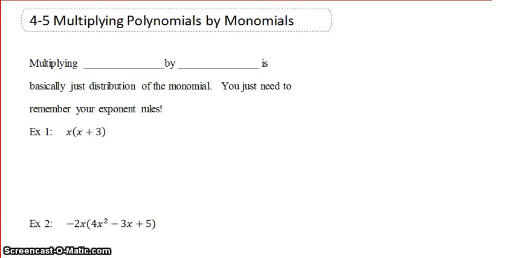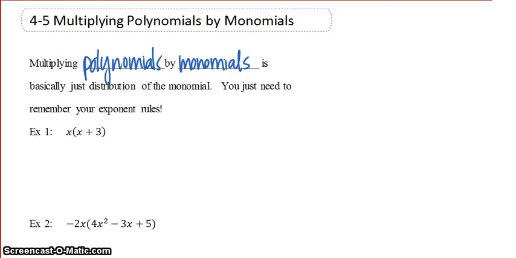Alrighty, so we're on to 4-5, where we're going to start some different multiplying stuff, but we're going to start simply, just multiplying polynomials by monomials. Multiplying polynomials by monomials is basically just distribution of the monomial. You just need to remember your exponent rules. It's basically just like the distributive property, but you need to make sure you remember your exponent rules and you'll be just fine.